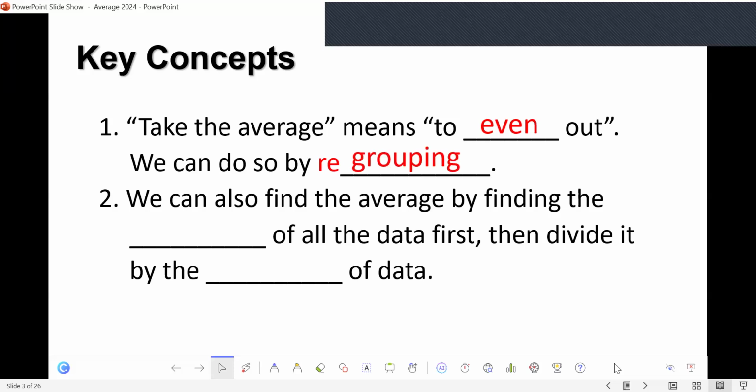We can also find the average by first finding the total of all the data divided by the number of data. Very good. Now, the key idea is that we want to share things out equally. So we begin with our first set here on average. We're looking at sharing it out equally.